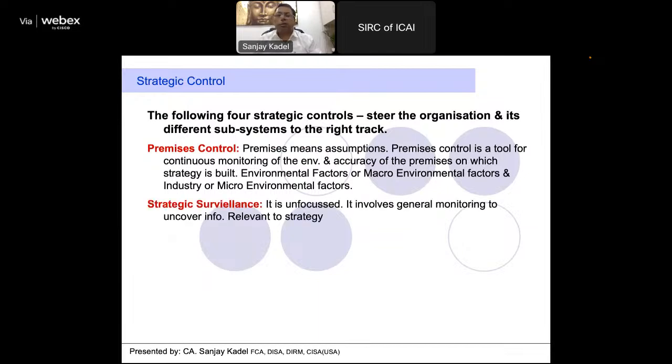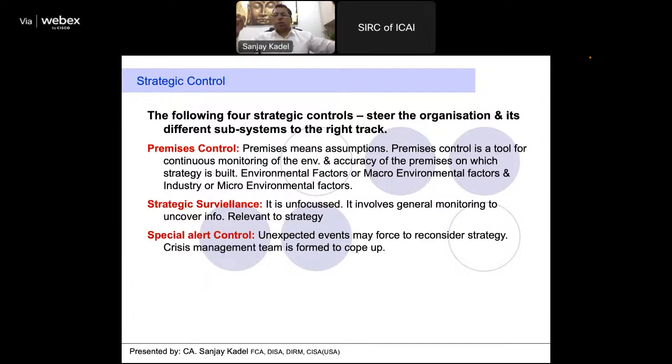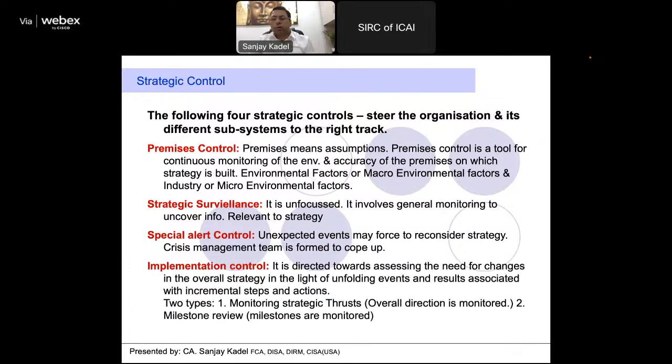Second is strategic surveillance, meaning on a generalized basis you keep monitoring wherever there is information which is relevant for you or wherever there is an issue. Special alert control. Sometimes unexpected events may occur which will force you to reconsider the strategy. So you may have already created a crisis management team which will take care of this special alert. So that is one type of control, special alert control. And then implementation control, checking whether the process is being followed and checking whether the milestones are being achieved. So four approaches for strategy control: premises control, strategic surveillance, special alert control, and implementation control.